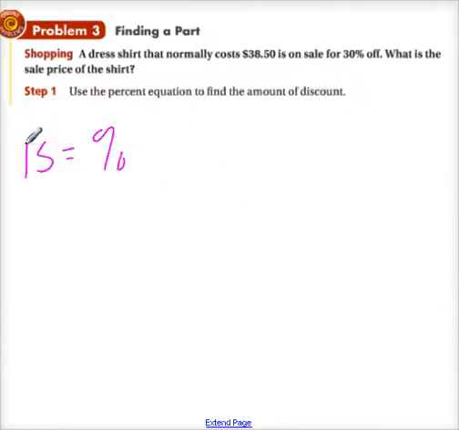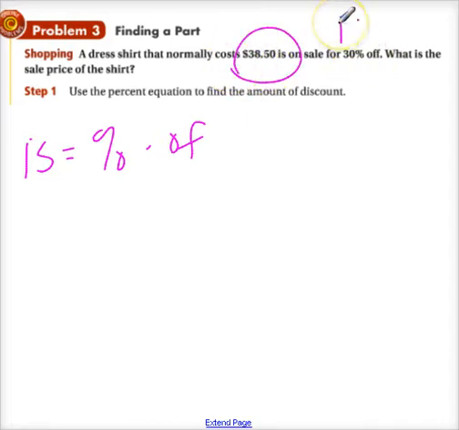Is equals percent times of. Here's an example. A dress shirt that normally costs $38.50 is on sale for 30% off. What is the sale price of the shirt? All right, so it's kind of a two-step problem. First, we need to find how much 30% off of this is.